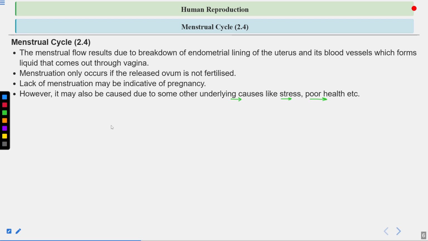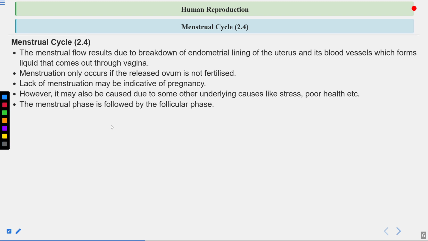Then poor health also. If the lady is not healthy, then obviously her physiology will be affected. Everything is dependent on the hormones. The menstrual cycle is regulated by the hormones, so if there is an imbalance of the hormones, then obviously the menstrual cycle will be affected. Then if the lady is taking medicines or drugs, this can also affect the menstrual cycle.